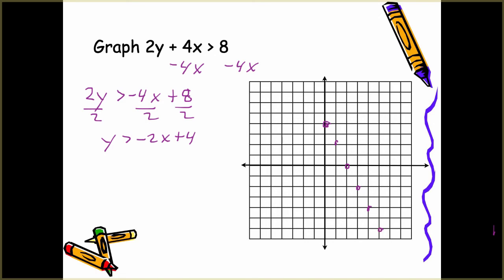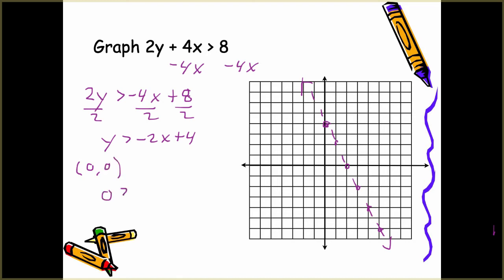And this again has a greater than symbol, so we are just going to use a dotted line through. Make sure you put your arrows on the end still. We will do a test point. We will test 0, 0. And do let me know what you're using for a test point.